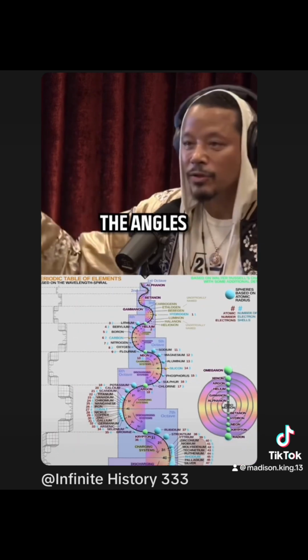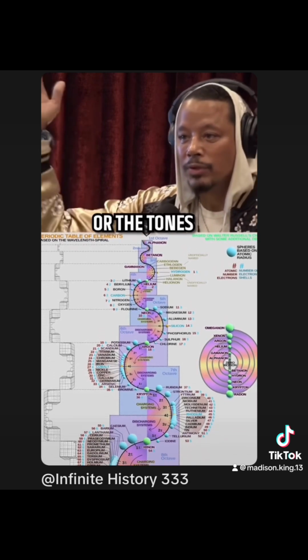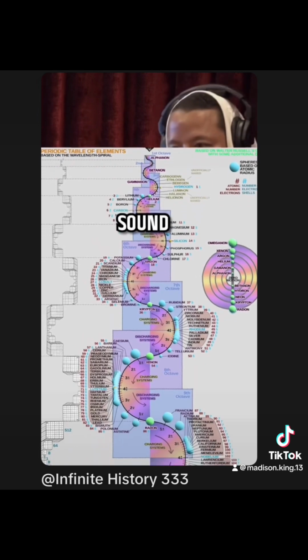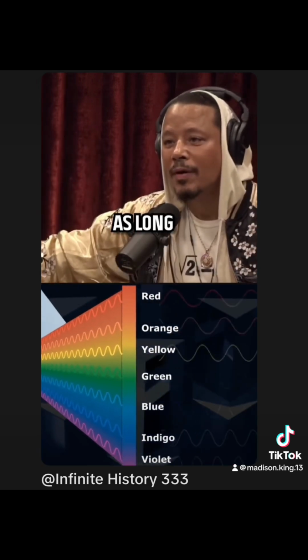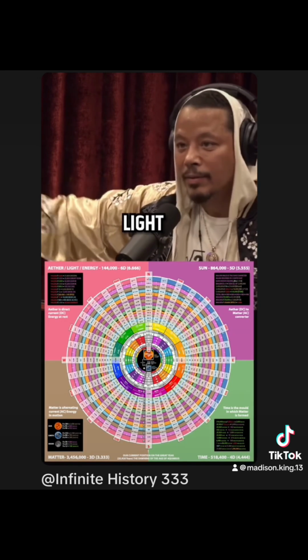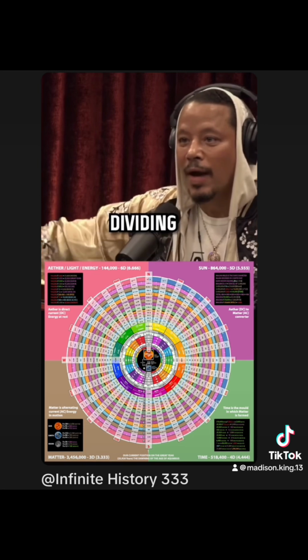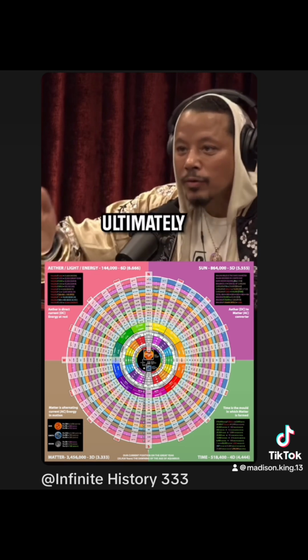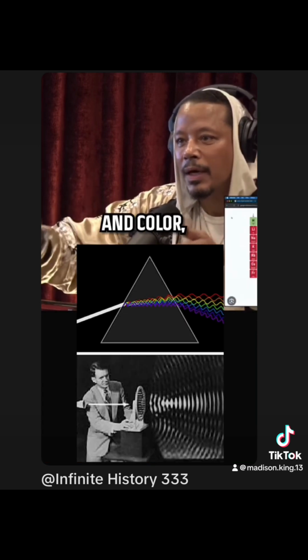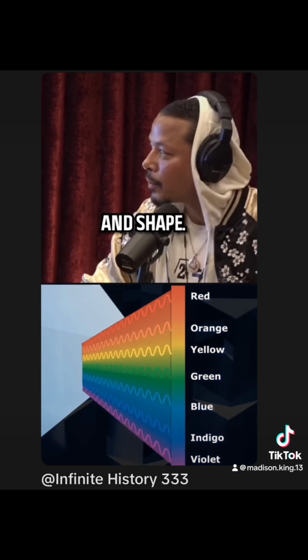It's the angles of incidence, or the tones that they create, their color. You can turn color back into sound, because it's the same wavelength, it's just twice as long or much longer. So all you have to do is keep dividing light by 2, and you'll ultimately get back to the audible sound of it, because there was a relationship between light and color, sound and tone, matter and shape. Walter Russell's periodic table that he put together.